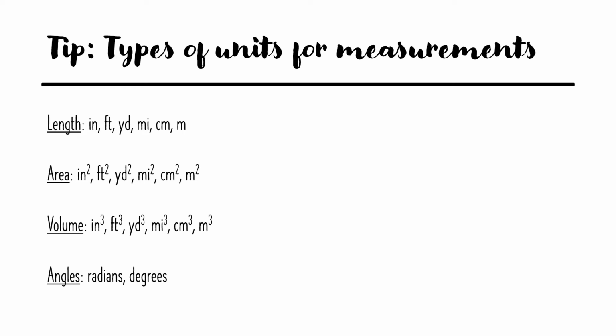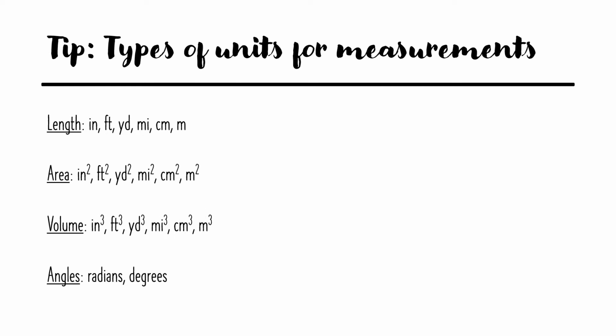One tip is to keep in mind the types of units we use for different types of measurements. If we look at length, that might be inches, feet, yards, miles, centimeters, meters, and many others, but notice that there are no exponents for these. Whereas if you see square inches, square feet, square yards, etc., you're probably talking about area. If you see cubic units, you're probably talking about volume.